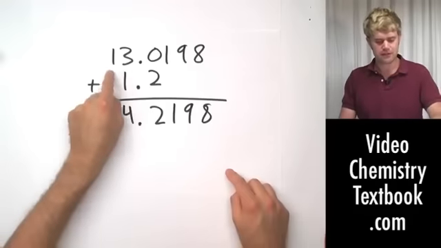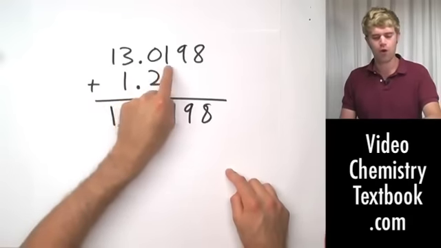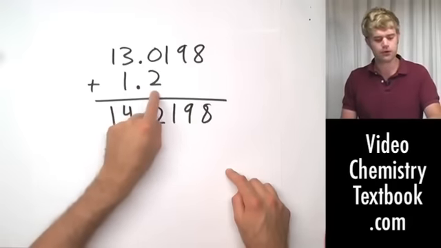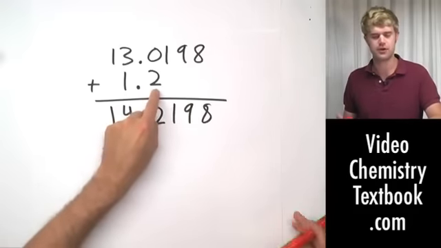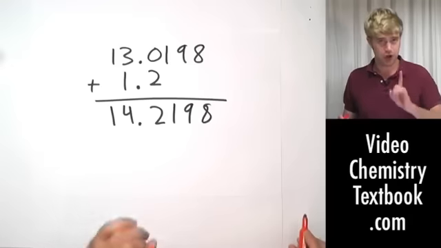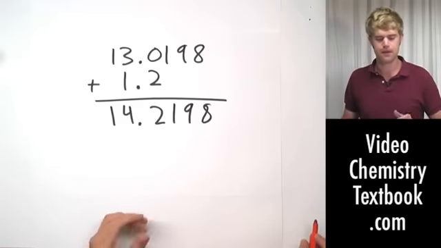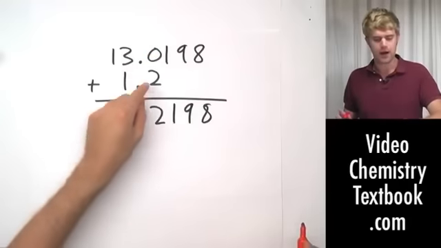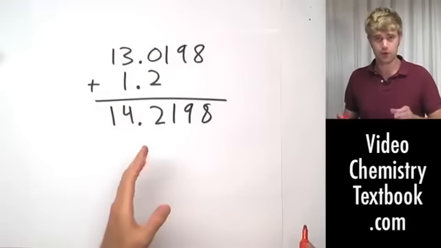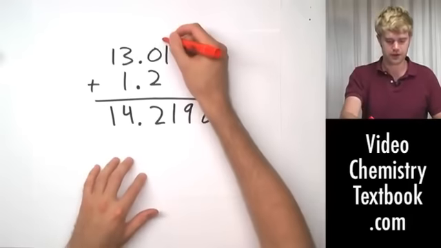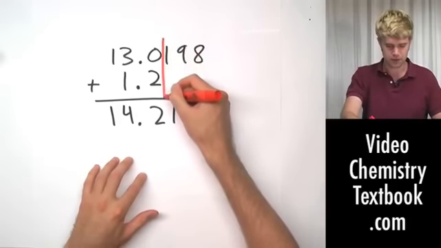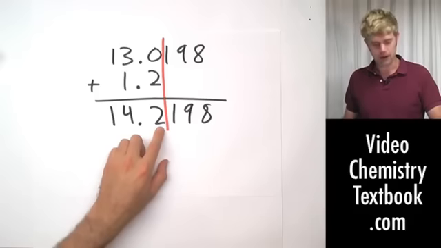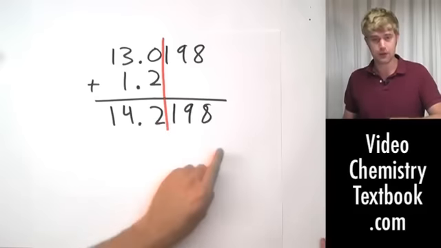Okay? So this number up here, 13.0198, it has 4 decimal places. This guy here, 1.2, only has 1 decimal place. That means that my final answer can only have 1 decimal place too. I find it easy to draw a line vertically just to the side of the number with the fewest number of decimal places. Okay, so right here, right next to the 2, just like that. That means that this number here is the last that I'm going to have. I'm going to get rid of all the others.